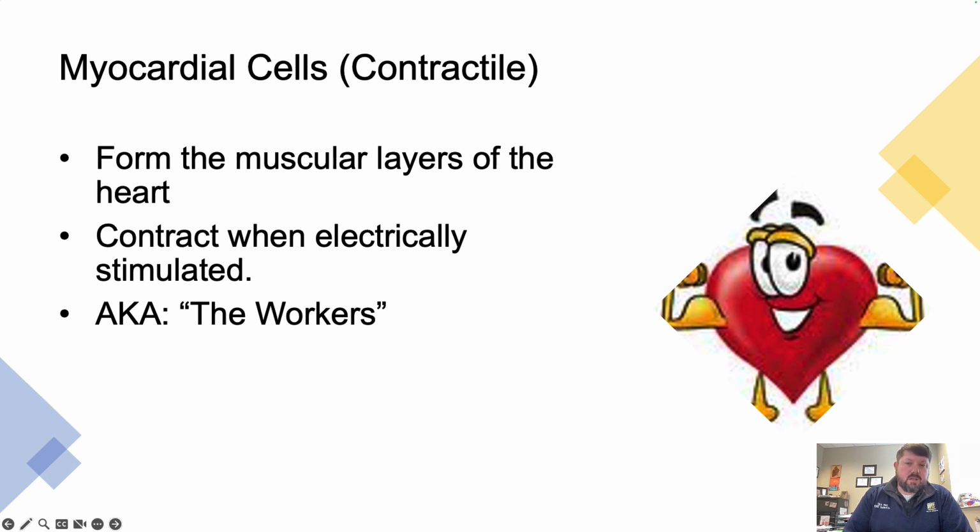They make up the thin muscular layer of the atrial walls and the thicker muscular layers of the ventricular walls. Their primary functions are both contraction and relaxation. Physical contraction of the myocardial tissue generates blood flow.